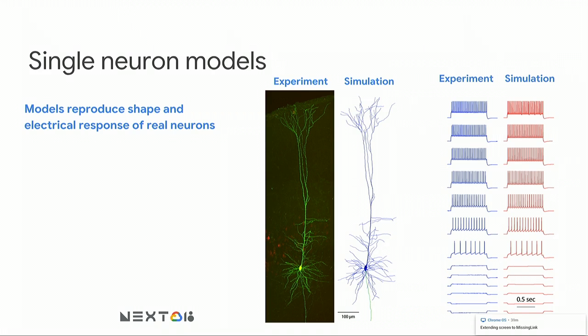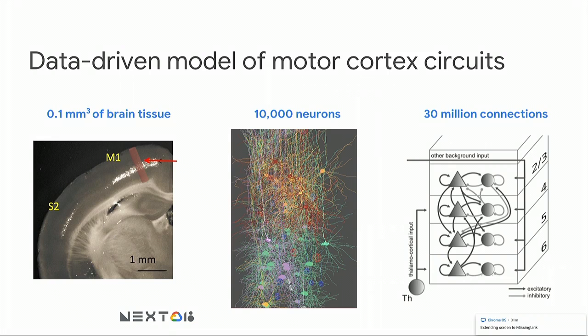To simulate these neurons, we use a very detailed mathematical model, which requires solving hundreds of differential equations every millisecond. It calculates the currents and the voltages at every point of the neuron. This was an example for a single neuron, but what I do is simulate a circuit. I simulate brain tissue around the size of a grain of salt, which includes 10,000 neurons, as detailed as the one I showed before, and over 30 million connections.